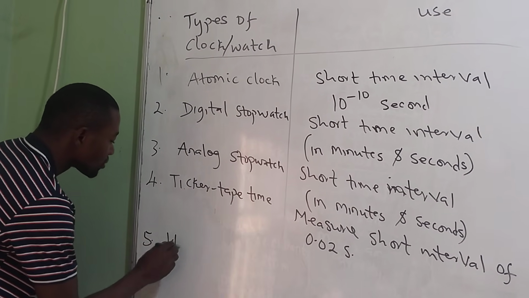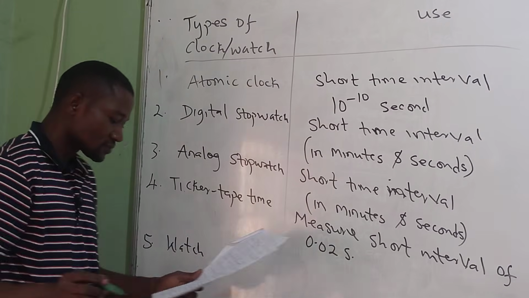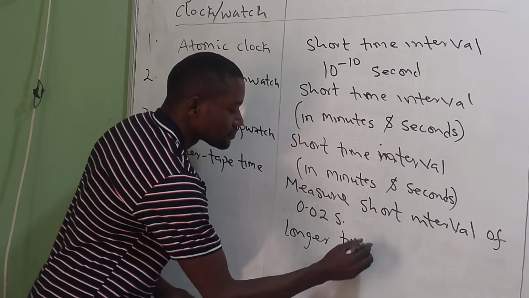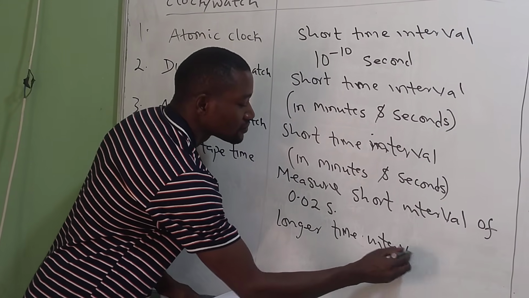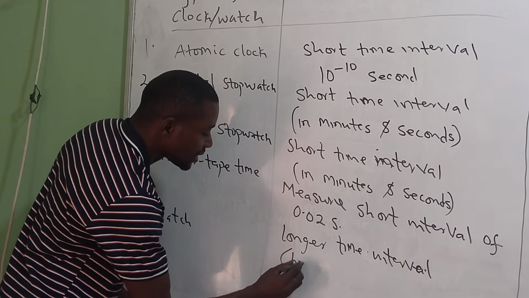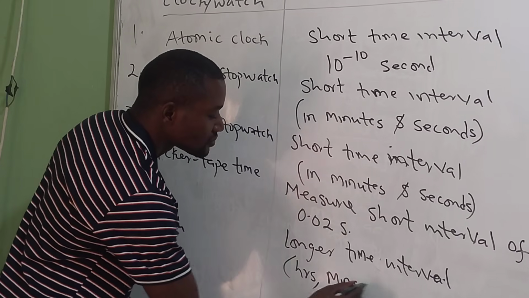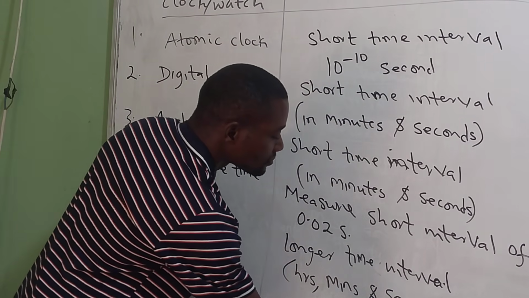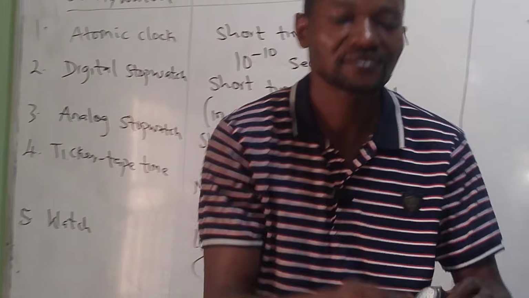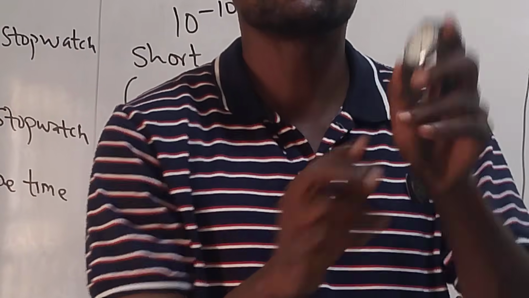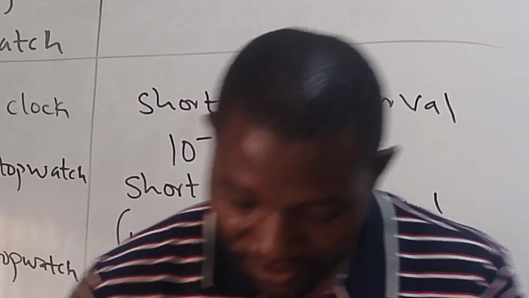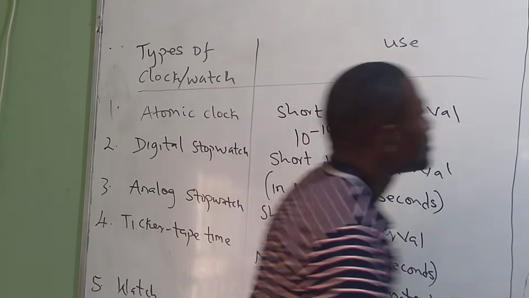We have another one called the watch. It measures longer time intervals this time around. It measures in hours, minutes, and seconds. The watch is something we are all used to. This wristwatch, we use it to measure time in hours, in minutes, and in seconds.